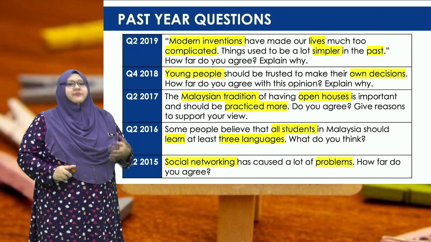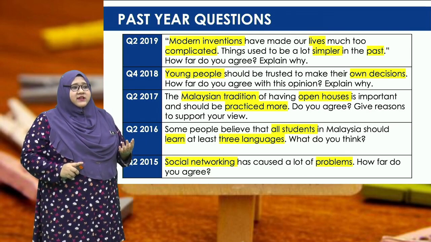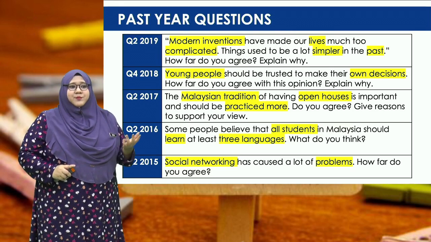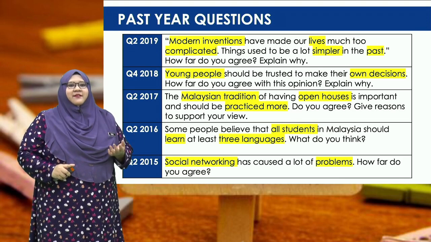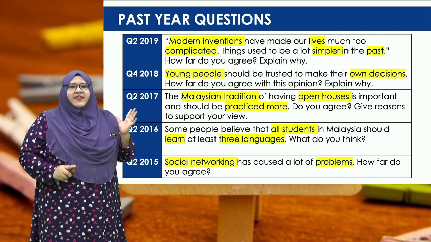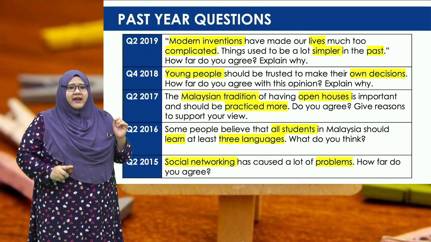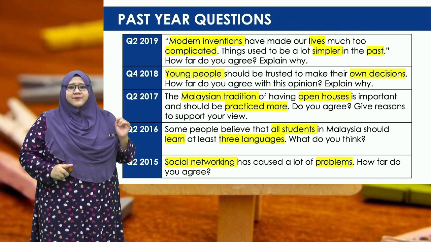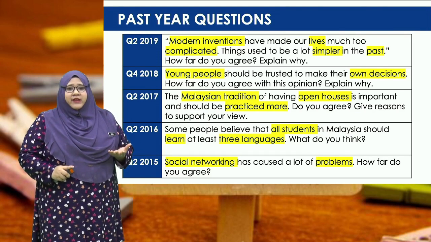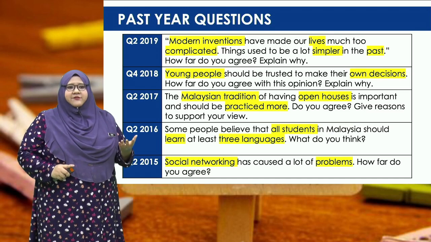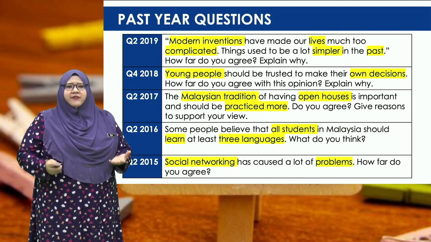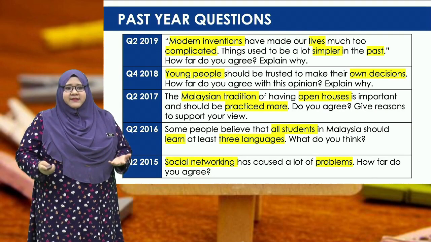Very clear-cut as well. And this question is worded positively. In 2019, look, don't be intimidated by a longer question. Modern inventions have made our lives much too complicated. Things used to be a lot simpler in the past. How far do you agree? Explain why. For this one, as it is worded negatively, if you agree with this argument, you will have to present information that supports how modern inventions just made our life worse instead of better.